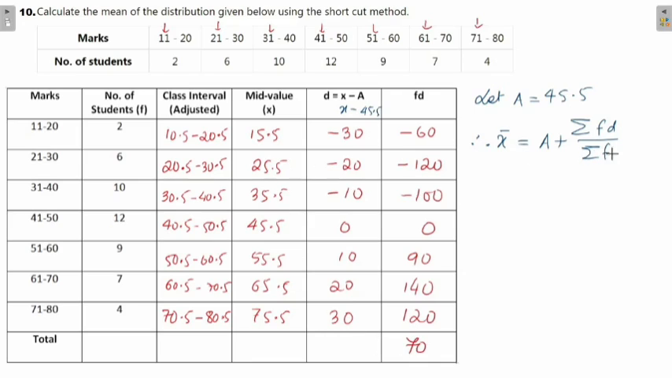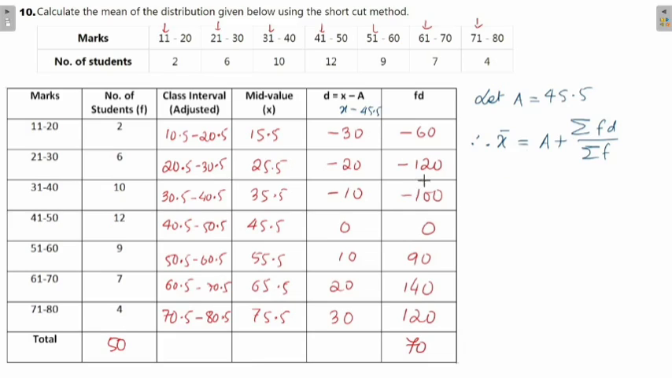Now we need to find summation f. So we will add these values, these are the values for f. We get 2 plus 6 plus 10 plus 12 plus 9 plus 7 plus 4, which equals exactly 50. So we need only these two summations. Now let's see what our answer will be.